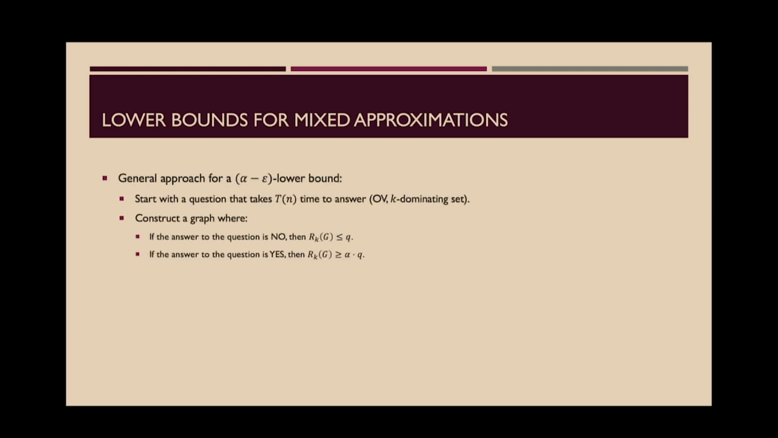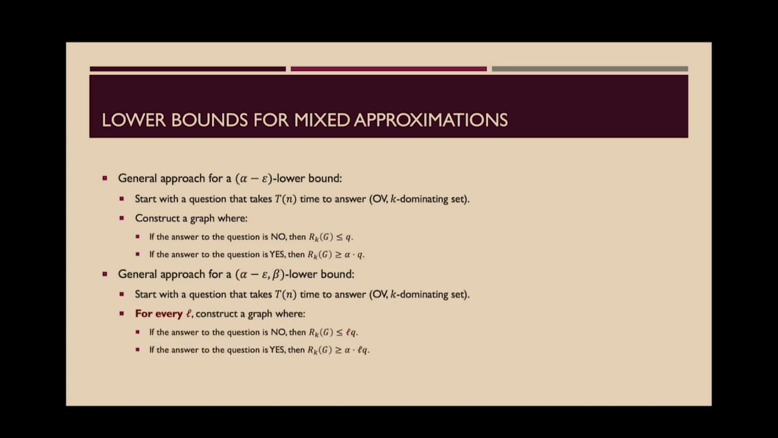Okay, so in general, what is the approach to a lower bound when we care about additive errors? When we want a general lower bound for a graph problem, we take some hardness hypothesis problem that takes T(n) time to answer, and then we construct a graph where, if the answer to the problem is no, then this parameter that we want to approximate is less than some value q. And if the answer to the question is yes, then the value is more than alpha times q. So better than an alpha approximation distinguishes these cases, and solves that problem where we have some hypothesis on how long it takes. But what do we want to do differently when we need to allow for an additive error as well?